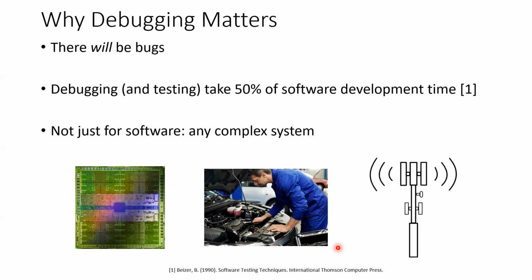Debugging and testing usually takes at least 50% of software development time, and even more for other complex systems, like hardware, like electronics.